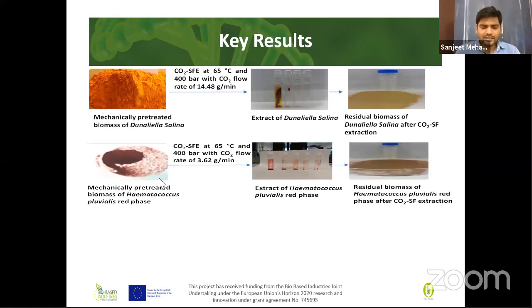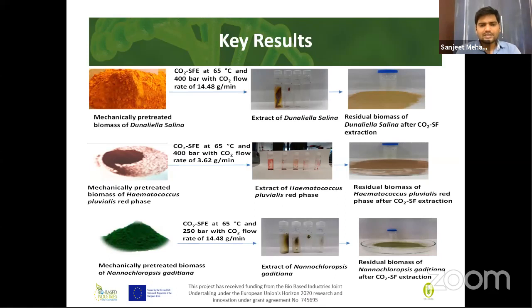Then in the second phase, for Haematococcus pluvialis, we found that the temperature and the pressure were similar to Dunaliella salina, while the CO2 flow rate has a significant role in the extraction of astaxanthin from the Haematococcus pluvialis. Here we found that most of the pigments or compounds were extracted and the biomass turned to a lighter brown color, as we can see here. Most of the extract was collected in the first extract, while the other extract also contains a little bit, because Haematococcus pluvialis has a hard cell wall compared to Dunaliella salina, and it needs a longer extraction time. This can also be reflected here.